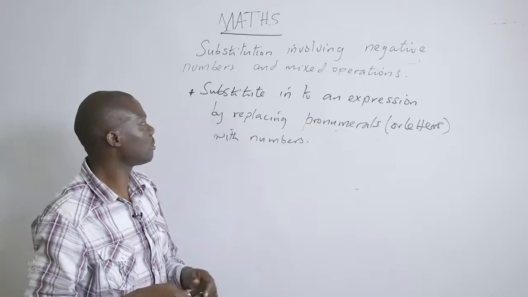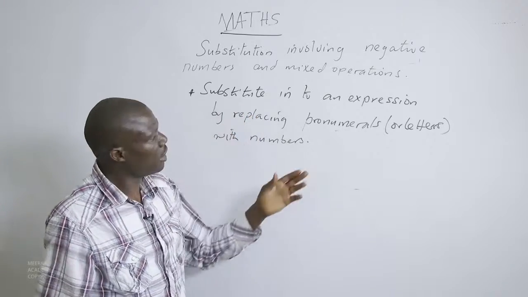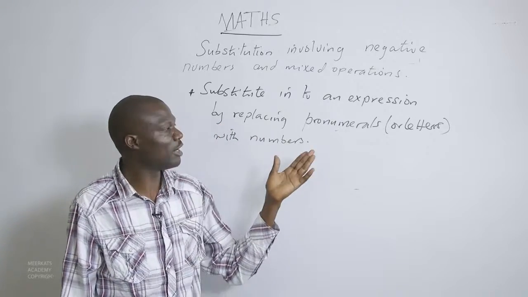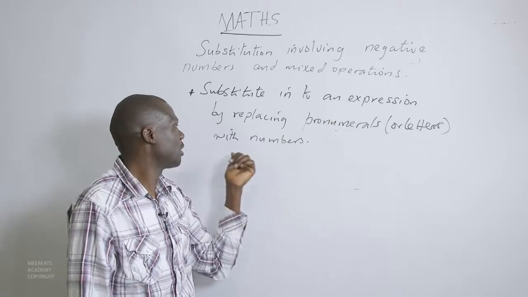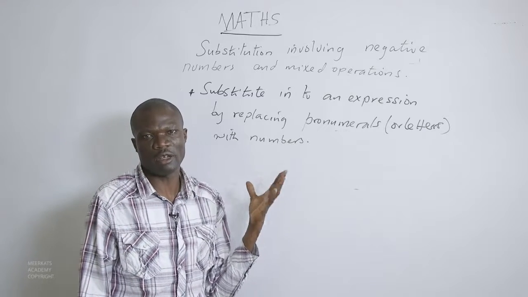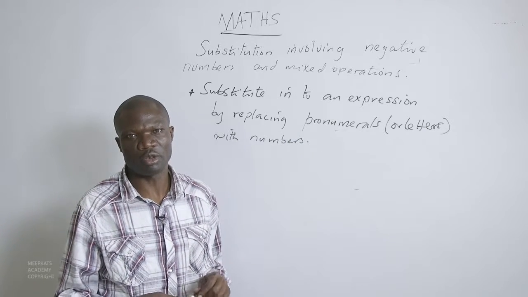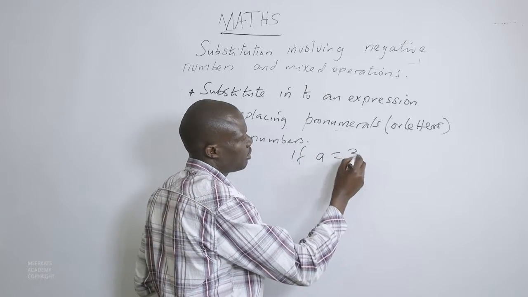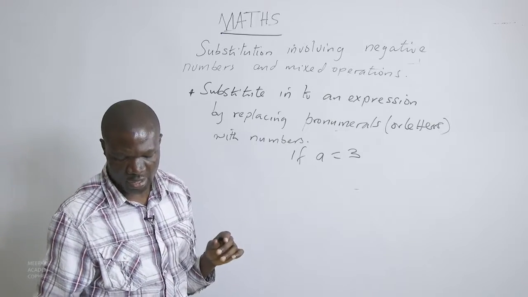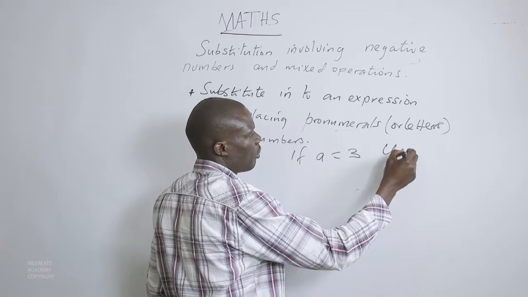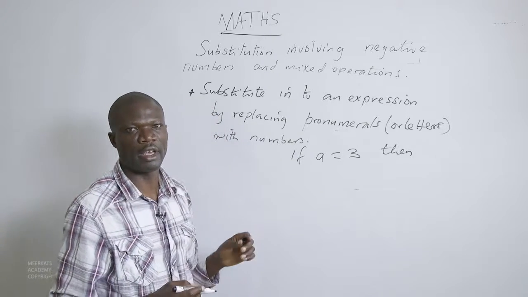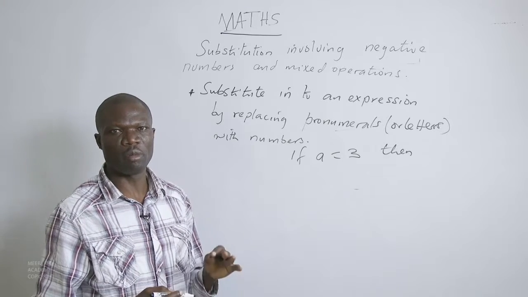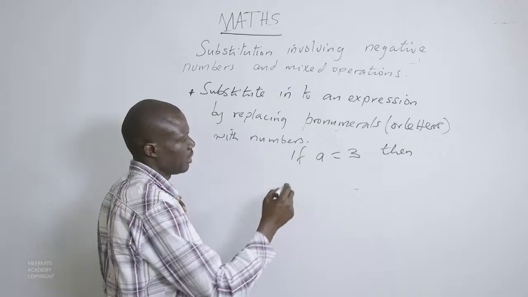We substitute into an expression by simply replacing pronumerals or letters with numbers. These numbers are the numbers that have been assigned to those pronumerals. For example, if a is equal to 3, that's the value of a, then can you evaluate this?